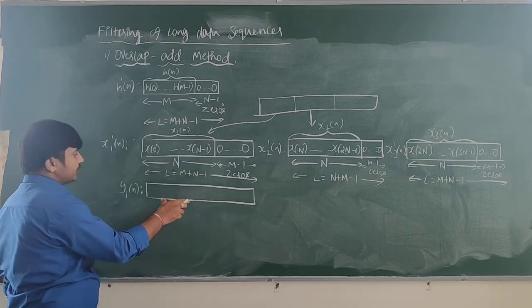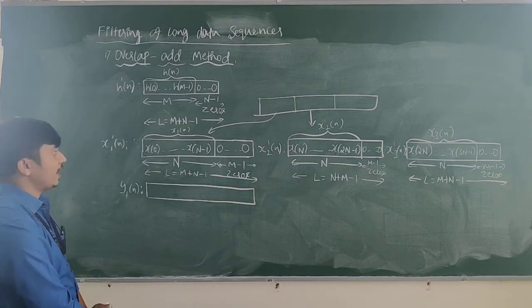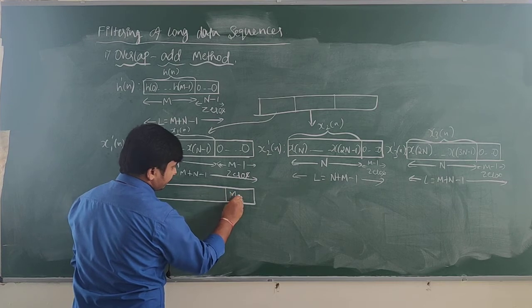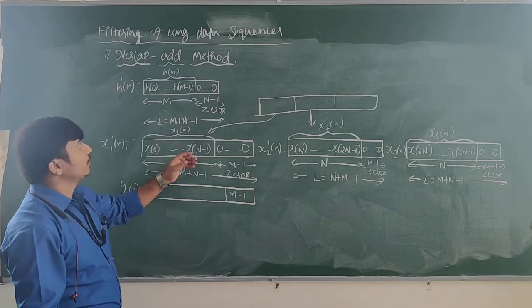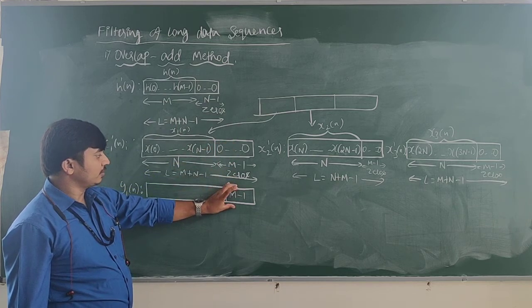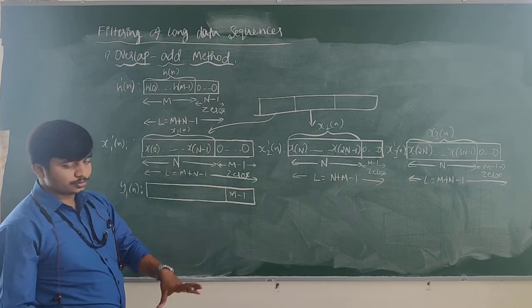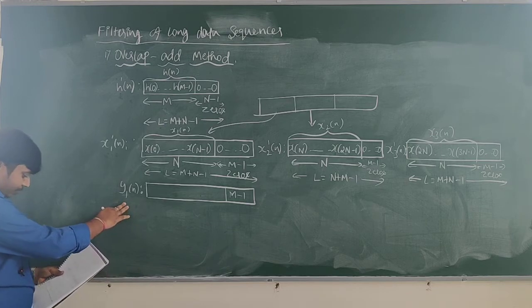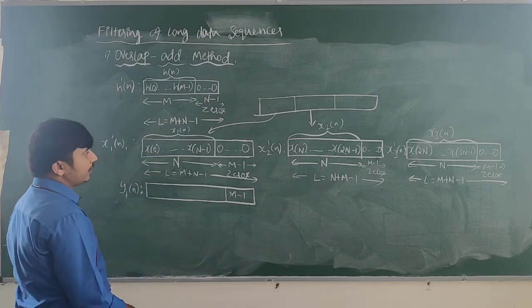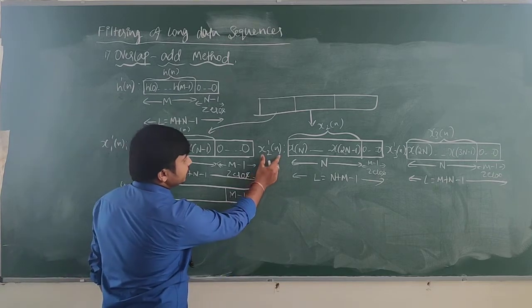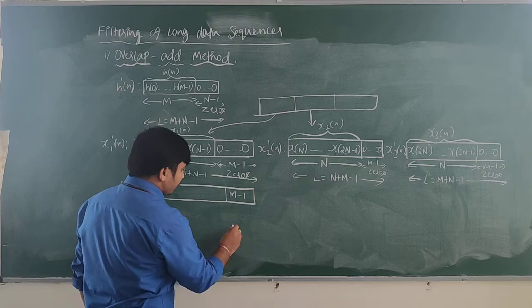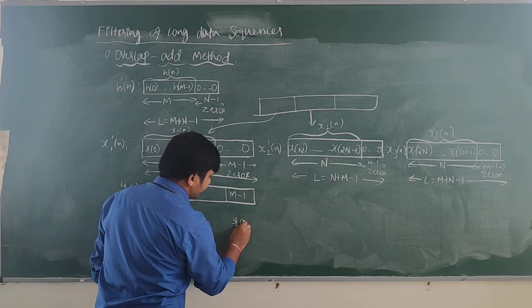So in this y1 of n, we will be having m minus 1 zeros at the end. Here also we have n minus 1 zeros, here m minus 1 zeros. So the convolution of these two will give you the y1 of n. In the end we will be having m minus 1 zeros. Next, convolution of x2 dash of n with h dash of n will give you the output y2 of n.